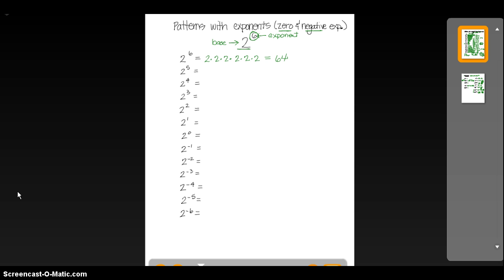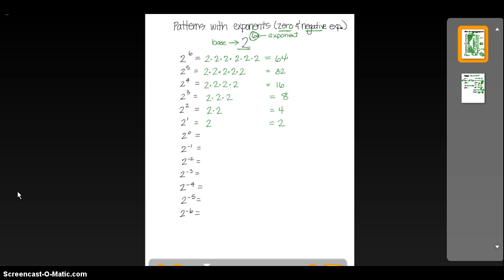So 2 to the 6th power means 6 factors of 2 being multiplied together, and this gives me 64. So 2 to the 5th power means I have 5 factors of 2, which equals 32. 2 to the 4th power, I have 4 factors of 2, which is 16. 2 to the 3rd power, I have 3 factors of 2, which is 8. 2 to the 2nd power, I have 2 factors of 2, which is 4. And 2 to the 1st power, I just have 1 factor of 2, so my answer is 2.